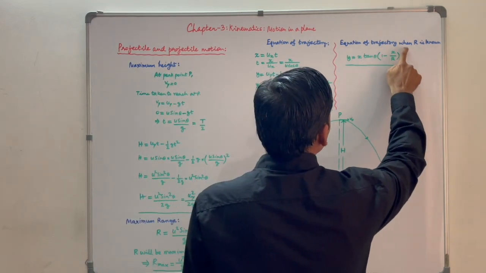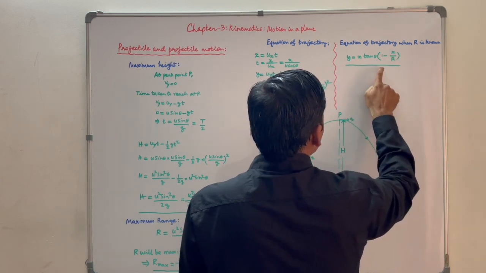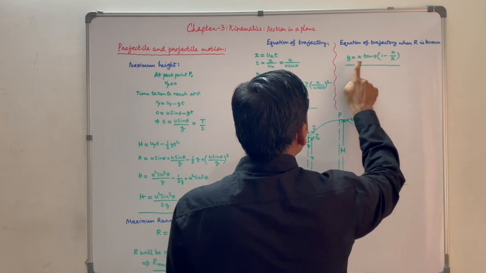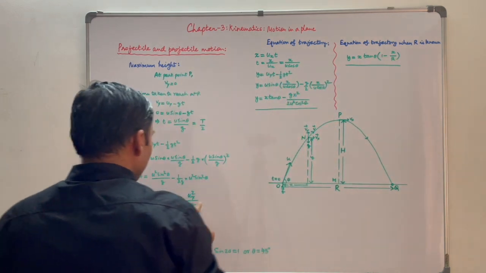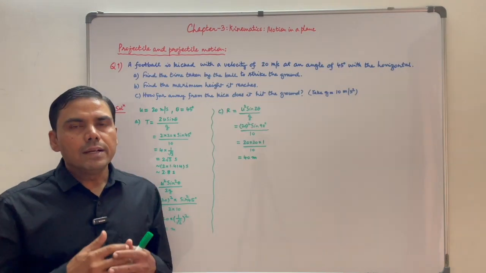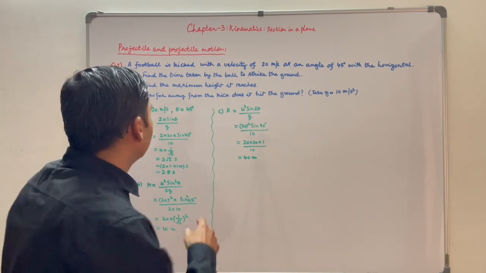Equation of trajectory when range is known. y is equal to x tan theta in bracket 1 minus x upon R. This formula can be found from here, substituting u square sine 2 theta upon g as R. Let us see a few questions based on the theory we have just read.